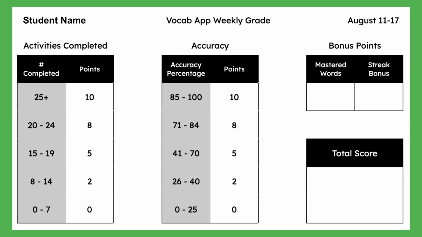So if we see something like this, a student completed the activities, they got 10 points. They didn't really take their time though, and they only got like 60% of them correct. Again, the accuracy is very important, just as important as how many activities you completed. So this person fell between 41 and 70%, so they only got 5 points, and their total score is 15.